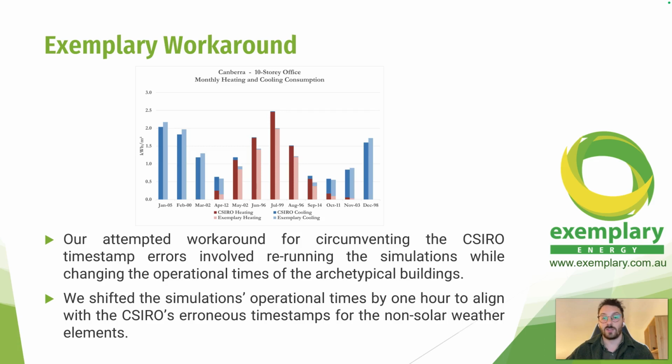Here are the results from the simulations in Canberra. And as can be seen from the chart, the effect introduced by these errors is obvious. Utilizing CSIRO EPWs, the monthly cooling requirements were lower and the monthly heating requirements were higher compared to the SMYs. This is intuitive if you think that the 60-minute timing offset error moves the hot part of the day one hour later relative to the building operational times.